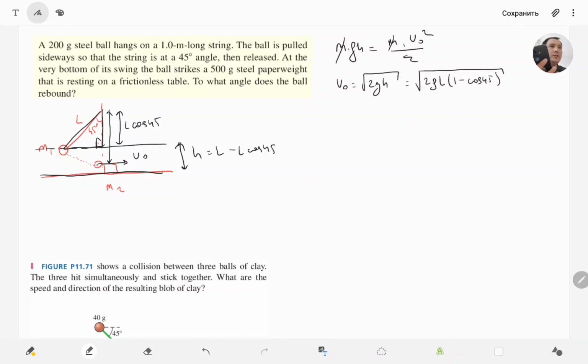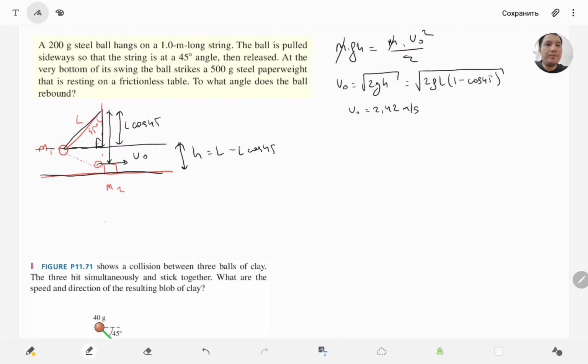So let's find it in terms of magnitude, in terms of numbers. Square root of 2 times gravity, 10 approximately, times length 1, times 1 minus cosine 45. So the initial velocity is approximately equal to 2.42 meters per second. This is the velocity just before striking the second object.